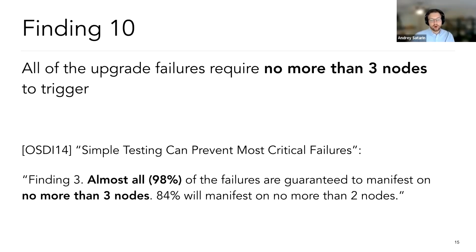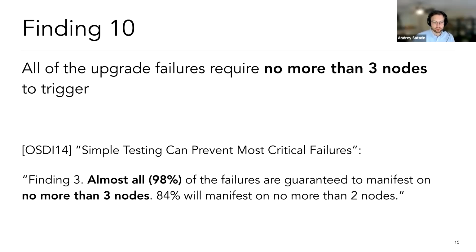In general, with all the upgrade failures they look at, none of them require more than 3 nodes. So 3 nodes is enough to trigger all the upgrade failures in all the systems they look at. And that corresponds to some other finding from another good paper on general defects in distributed systems, called Simple Testing Can Prevent Most Critical Failures.